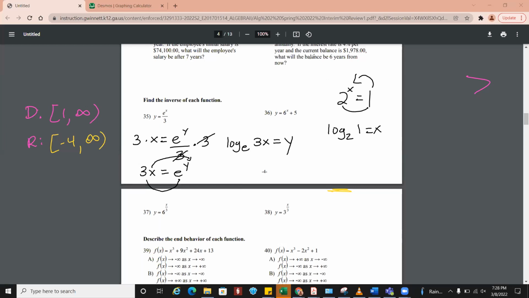Now, some of your teachers have told you this. Log of base e is the same thing as ln. So if you look at your calculator, you're actually going to see ln on the left-hand side, and you'd have to hit second ln in order to get e. Okay, so that's how those two things correlate. Log of base e is the same thing as ln, which is called the natural log.